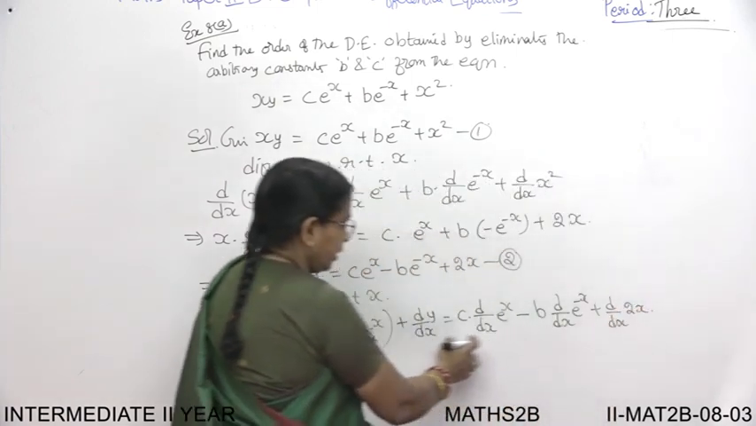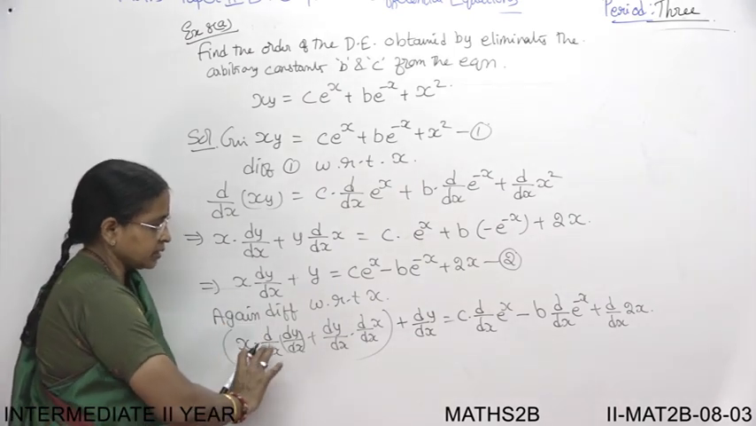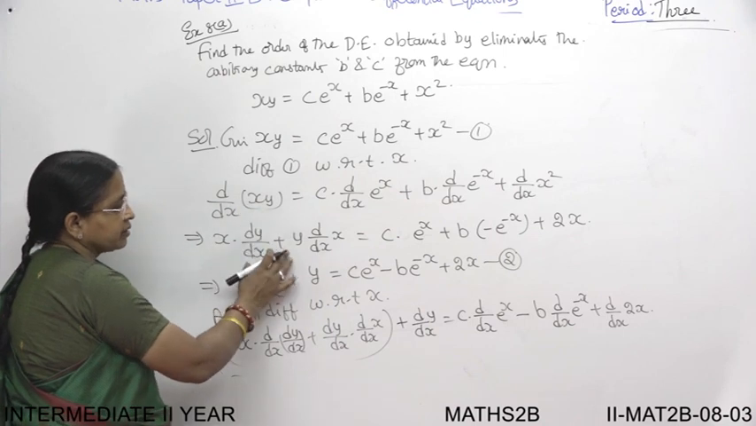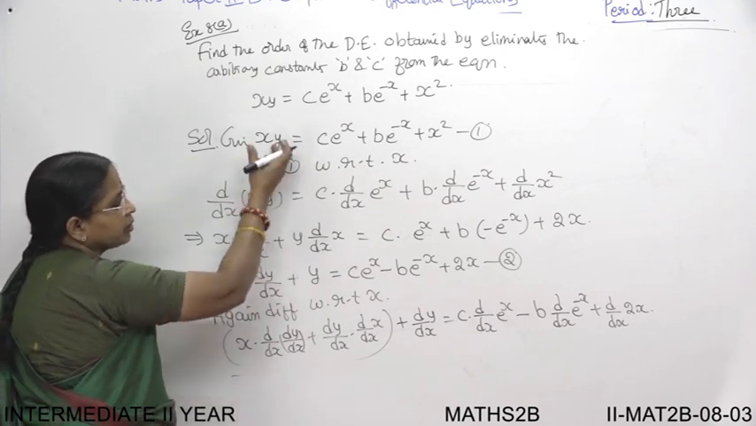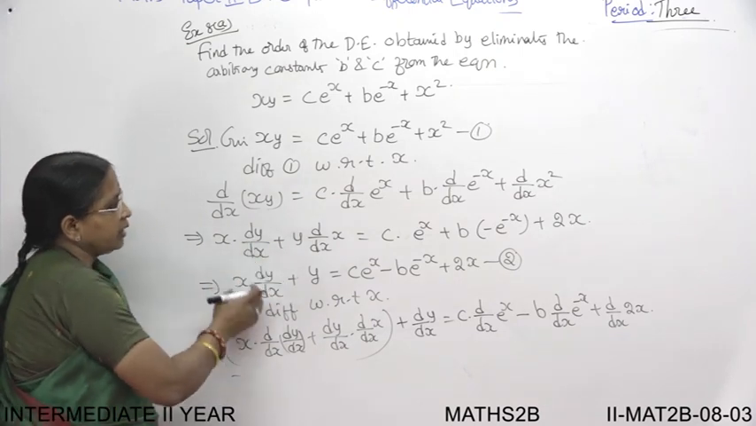So actually you need not write all this step by step. You can directly write the values. You need not write d by dx of xy in this step. This step you can avoid because you are all familiar with derivatives. You need not write in detail like this.